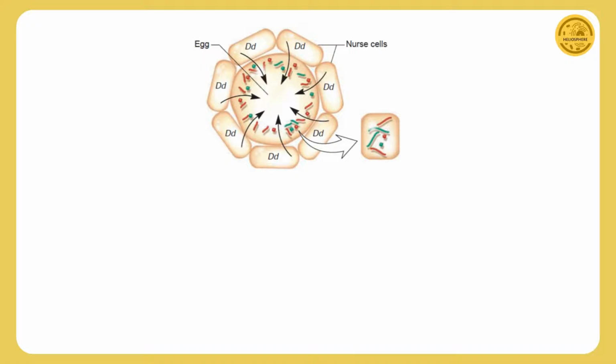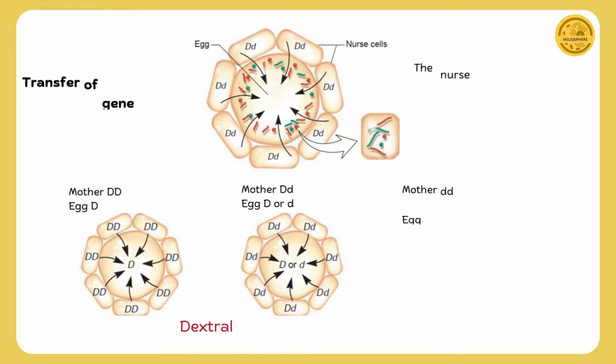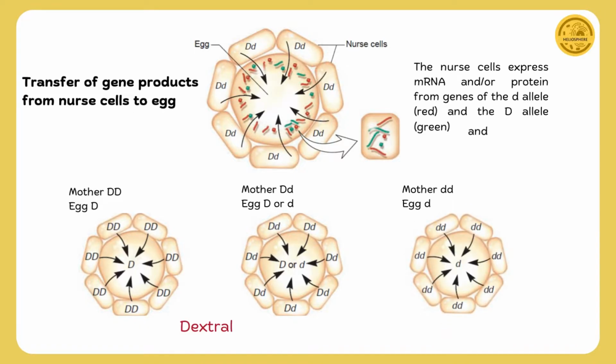During egg formation, maternal nurse cells provide mRNA and proteins that persist through early embryonic development. If the mother carries at least one dominant D allele, these gene products guide the early cell divisions, resulting in dextral offspring. However, if the mother is recessive, only the small d gene products are transferred, leading to sinistral offspring, regardless of the embryo's own genotype. This early influence occurs because the maternal gene products control the orientation of the mitotic spindle during the first few cell divisions, determining the snail's final coiling direction before it even begins expressing its own genes.